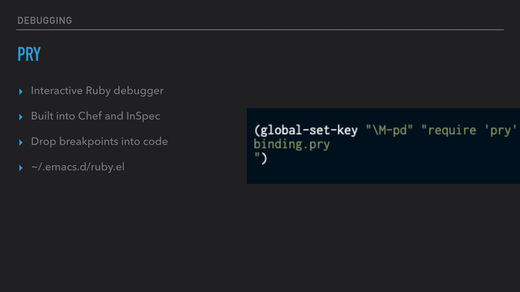So the reason I mentioned that InSpec and Chef are both Ruby domain-specific languages is Ruby has a really great interactive debugger called Pry. And Pry support is built into Chef and InSpec. What you can do is drop a breakpoint into your code, or run Pry straight from the CLI. And I've got this little snippet inside my .emacs.d Ruby el that any place I need to drop a debug statement, I hit meta pd, and it says require Pry, binding.pry, and drops that into my Ruby code, and I'm off and running. So let's take a look at how that works.